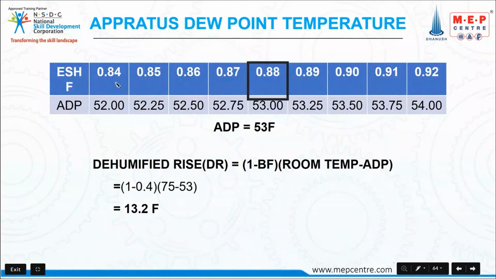Okay. So now 0.84, 0.92, I need 0.88 ka. So how to find this basically? Okay. Just 0.84 ka 52 hai, 0.92 ka 54 hai. Just 54 minus 52. How much? 2. 2 by 8. 0.25.